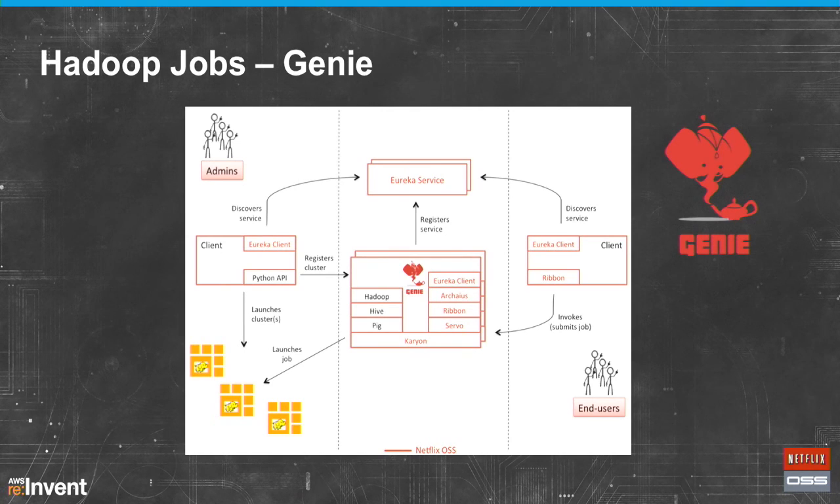They shouldn't care how many clusters you're running underneath. Is one cluster healthy, one cluster unhealthy? They shouldn't care how big the cluster is. And for that purpose, we created Genie, which is our Hadoop as a service. And it abstracts not just Hadoop, but also Hive and big jobs. It abstracts it with one very simple API.